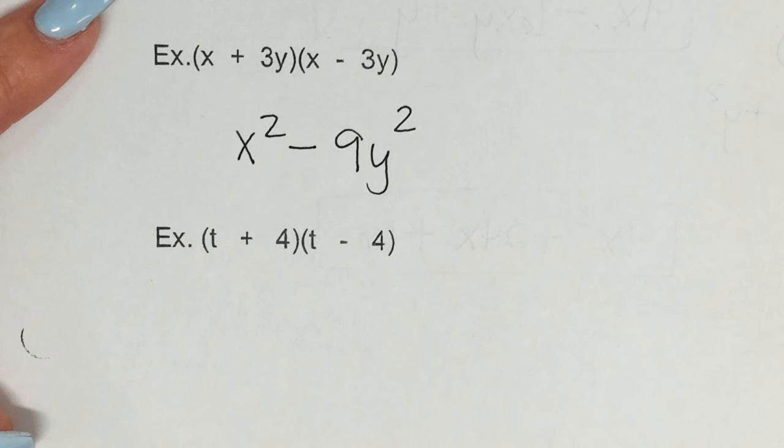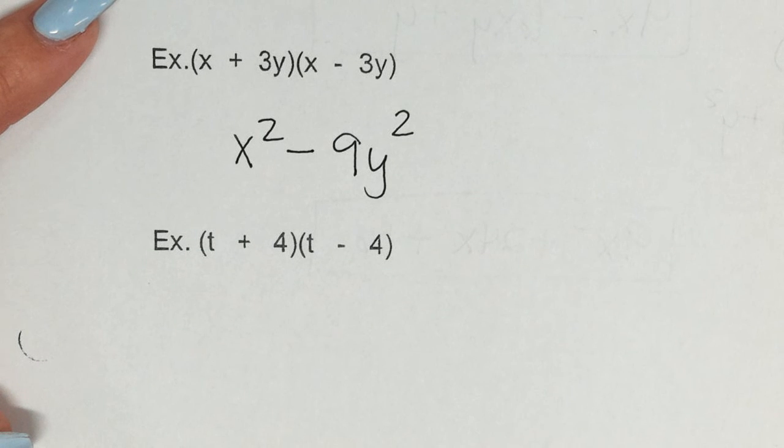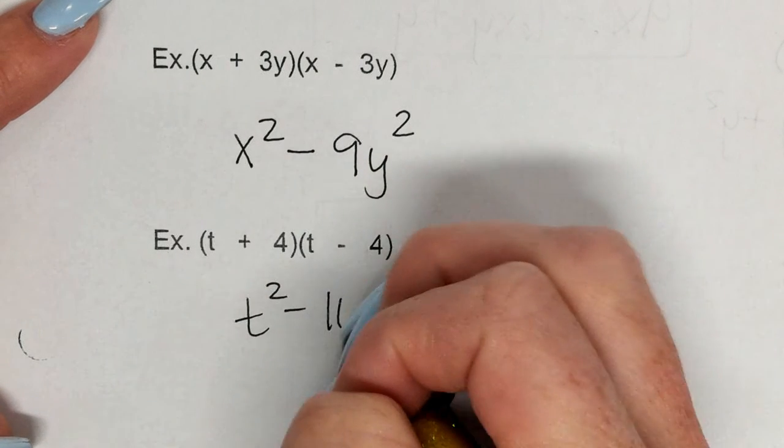Okay, do the last one on your own. You should have gotten t squared minus 16.